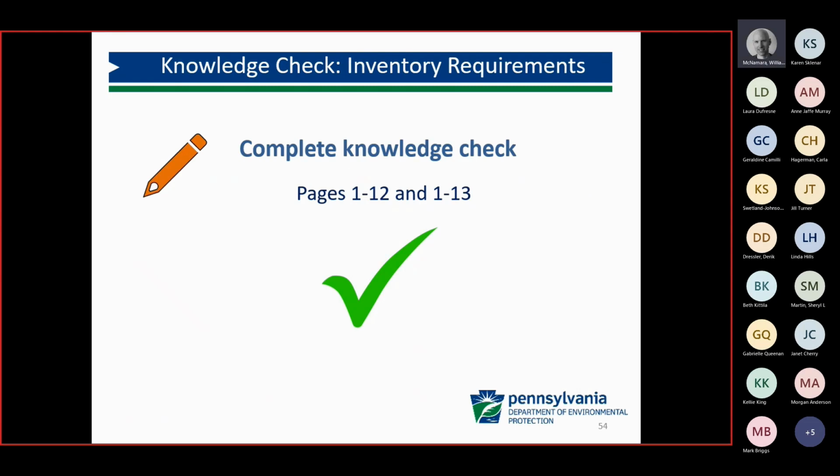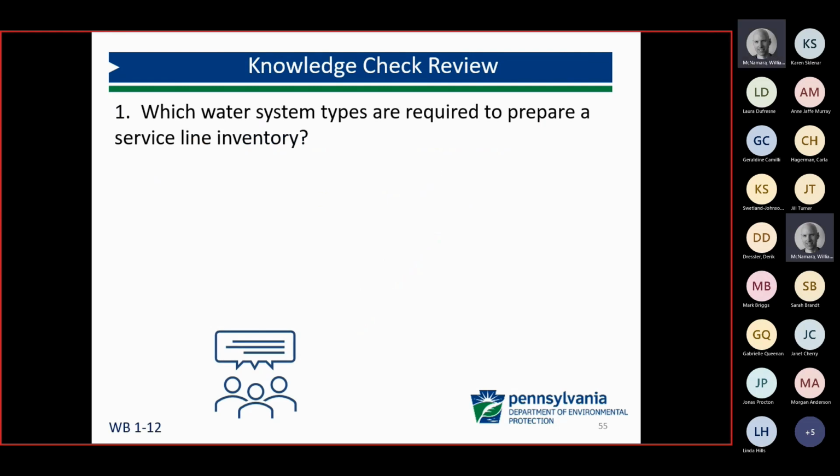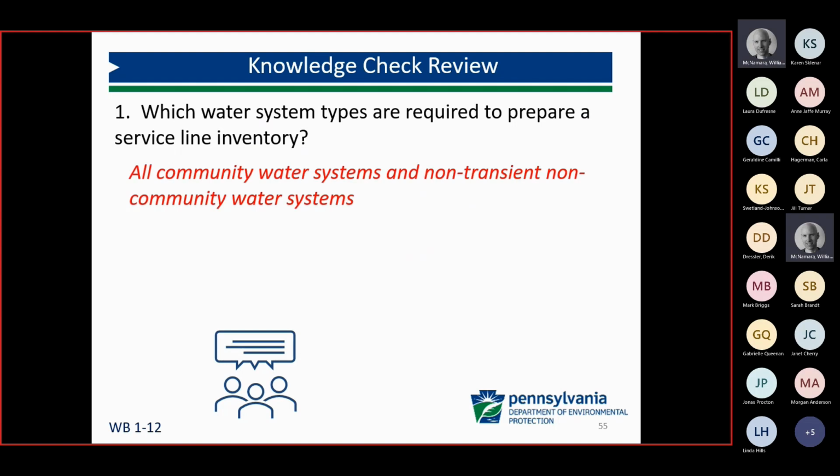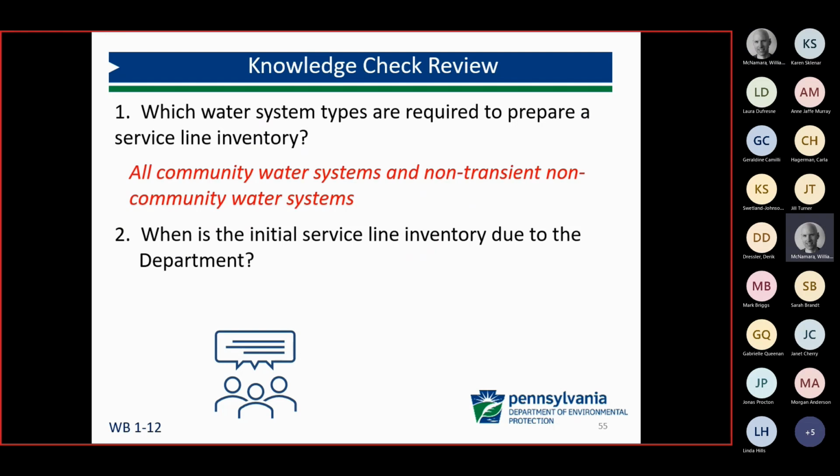All right, so I have a few questions for you. If you can take a look at your workbook on pages 112 and 113. We'll go over these real quick. Which types of systems are required to prepare the service line inventory? We have all of our community systems and our non-transient, non-community systems. Right? Everybody has to comply with lead and copper. So this would eliminate our transient systems. And when is this initial service line inventory due? Right, October 16th of 2024.